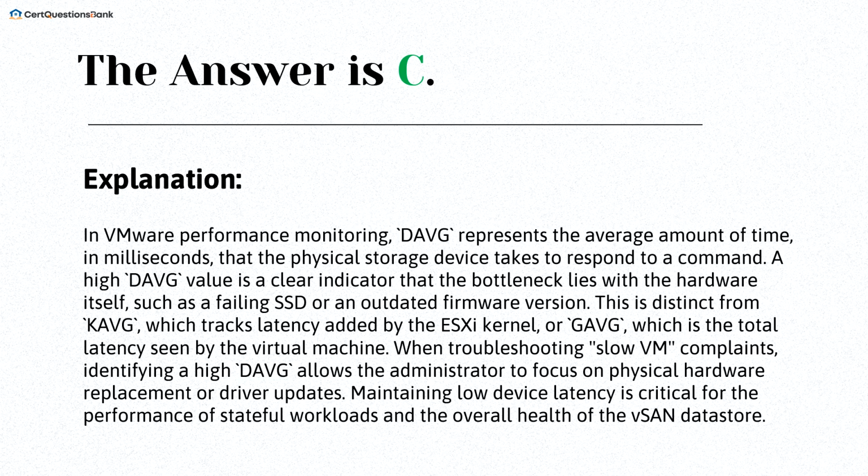This is distinct from (KAVG), which tracks latency added by the SC kernel, or (GAVG), which is the total latency seen by the virtual machine. When troubleshooting slow VM complaints, identifying a high (DAVG) allows the administrator to focus on physical hardware replacement or driver updates. Maintaining low device latency is critical for the performance of stateful workloads and the overall health of the vSAN datastore.